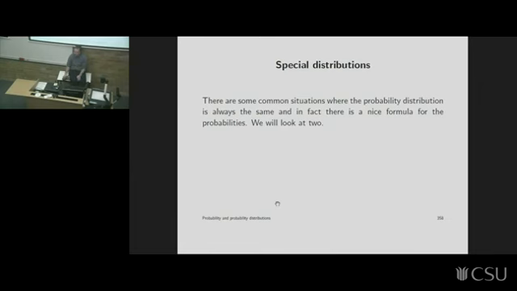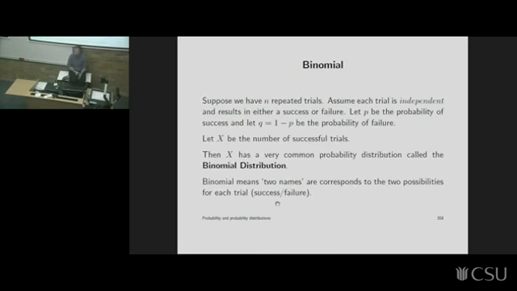Other times distributions crop up from a particular situation. I want to look at two in particular. Once you have this particular situation, there's a neat formula to work out all the probabilities. The first case is called a binomial. We've actually already seen this one. Tossing the coin 3 times is an example of a binomial distribution. That's one of the special cases.